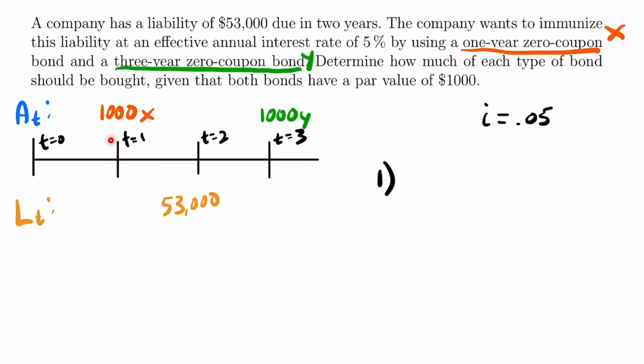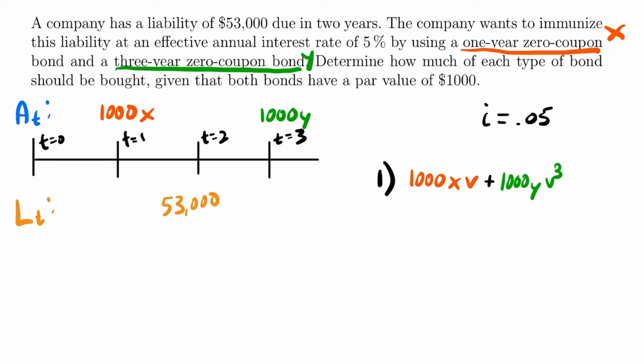So we will multiply this amount for this asset by the present value factor to the first power. So we'll have 1,000 times x times v, and that will be added to the present value of this asset, which is 1,000 times y, but this needs to be brought back 1, 2, 3 years to be valued at time equals 0, where the present value is valued. So we will have 1,000y times v cubed.